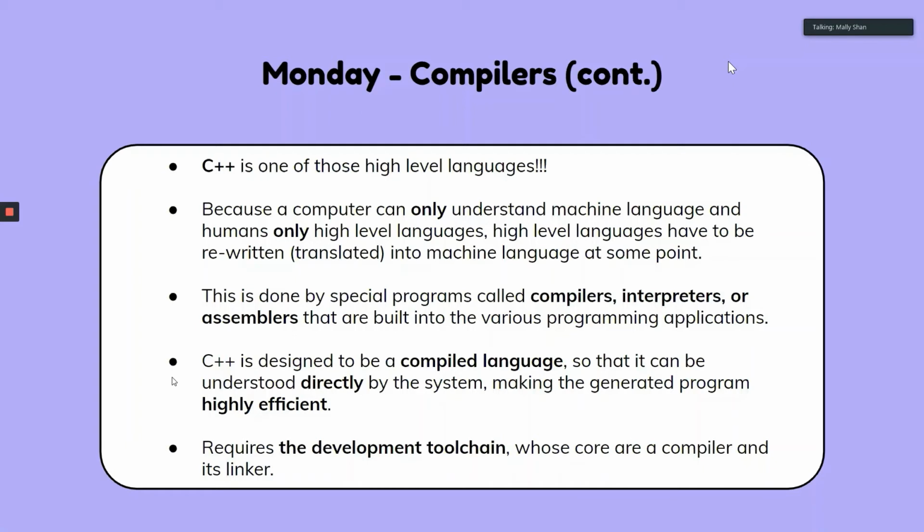So C++ is designed to be an actual compiled language so that it can be understood directly by the system, and it requires an actual development toolchain, which at its core is the compiler and the linker. So again, these are just technical terms that basically mean you're translating code. This is code so the computer can understand us. And the tools that we use to create that code, the tools that we use to translate that code, are all the things that I've been asking you guys to download and all the things that we've been looking at for the last 10 minutes.